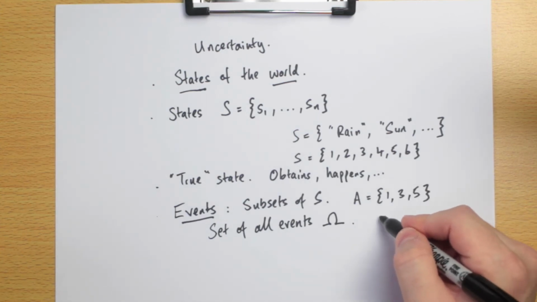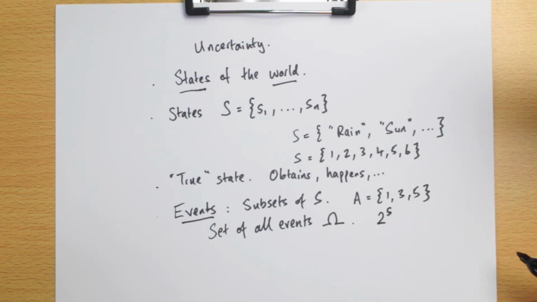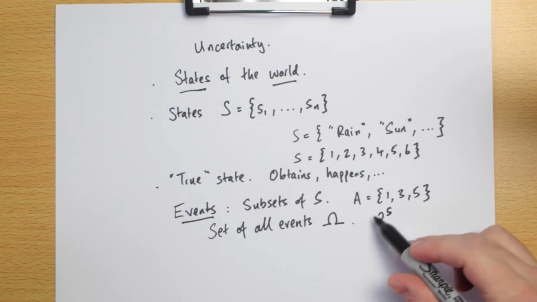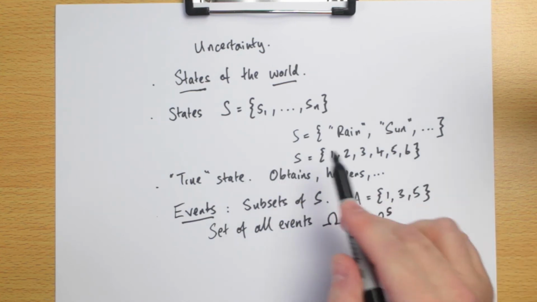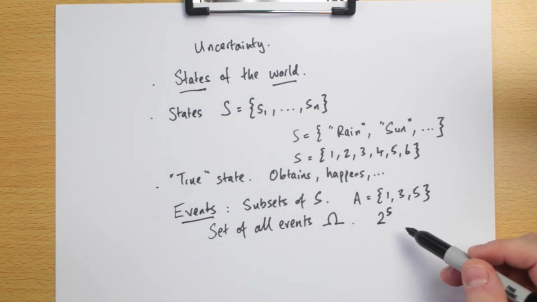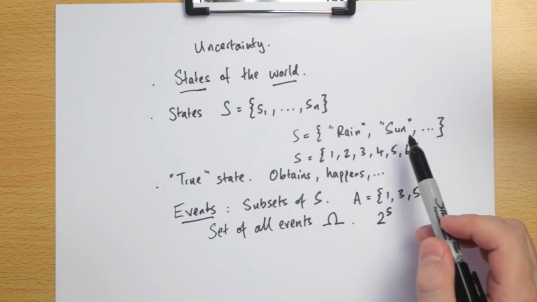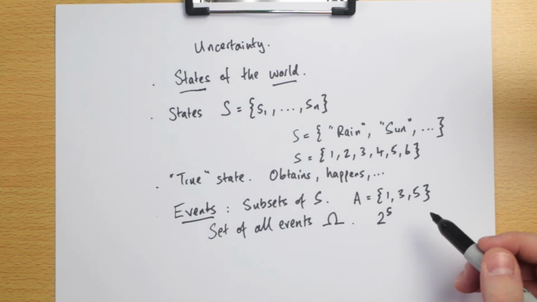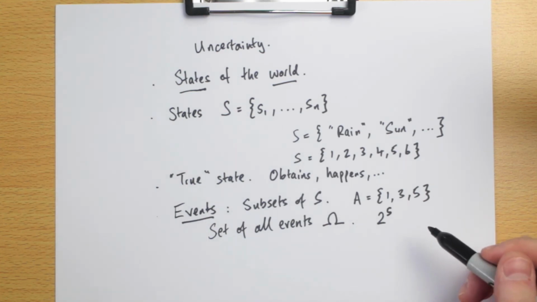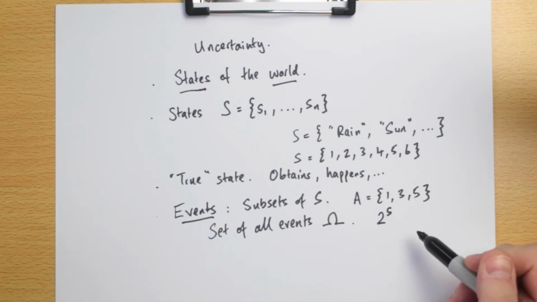Typically, the set of all subsets is denoted like this, 2 to the power S, because if we have a finite set, this is how many different subsets can be constructed from that set. So if we have a set with just 2 elements, rainy and sunny, we can construct 4 subsets: an empty set, rain by itself, sun by itself, or both of them together. That would be 4 different subsets. And in general, there are 2 to the power S.